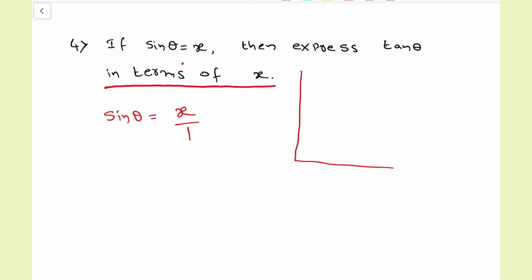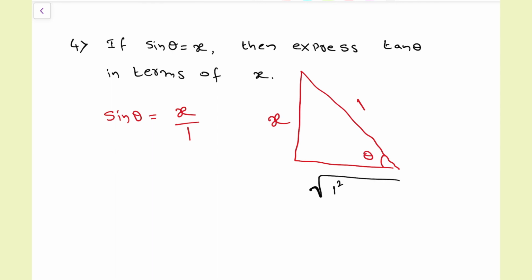Now take a right angle triangle, keep one angle as theta. Sine equals x by 1, right? Sine theta is nothing but opposite by hypotenuse. So for this theta, opposite is x and hypotenuse is 1. Now by using the Pythagoras theorem, we need to find out the third side. No need to worry about this third side. Just simply under root hypotenuse square minus another side square, 1 square minus x square.